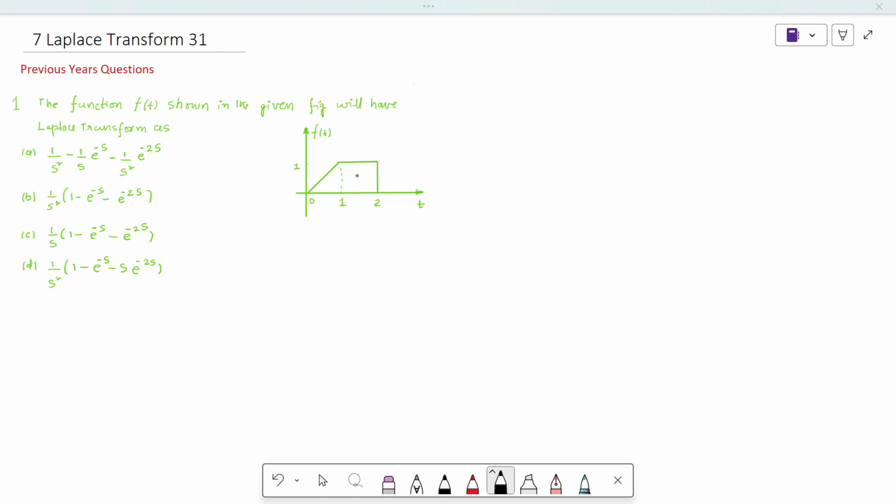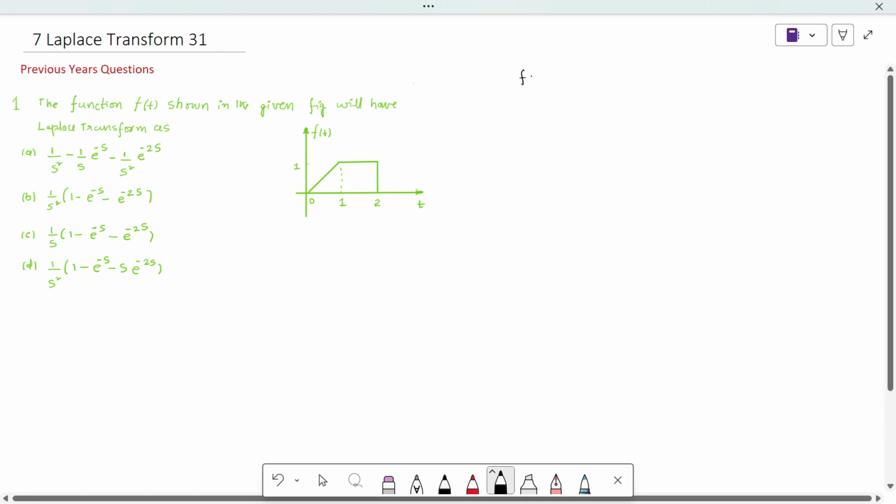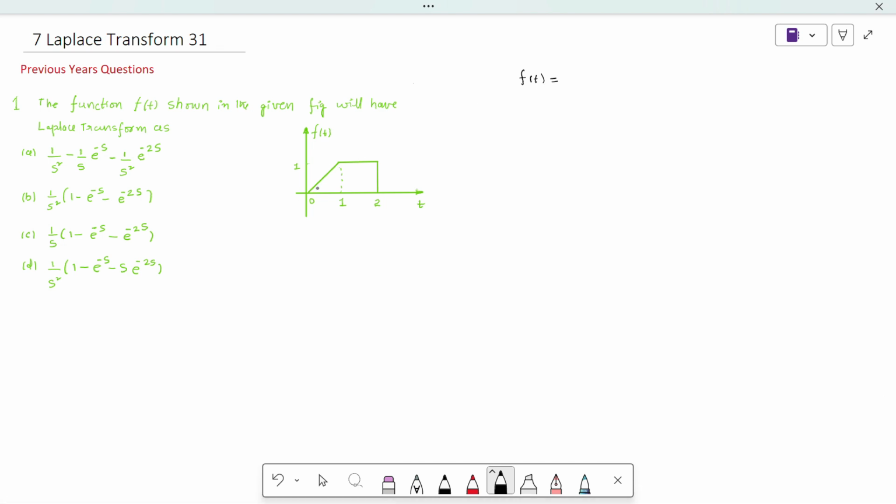But the function is given in the graph. So we need to write this graph in mathematical form. For that, see, this is f of t. F of t equal to, so this is a ramp. It is a ramp from 0 to 1 only. So the ramp, t, must be multiplied by a rectangular part which has magnitude 1 and is from 0 to 1. So simple, this is ramp. See this ramp.